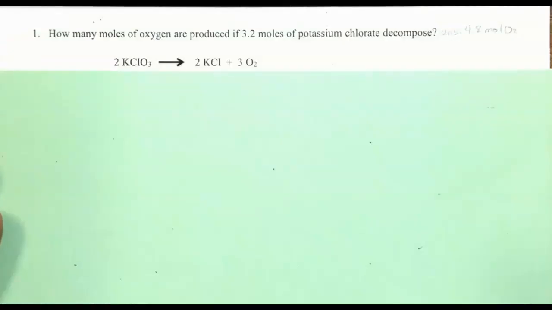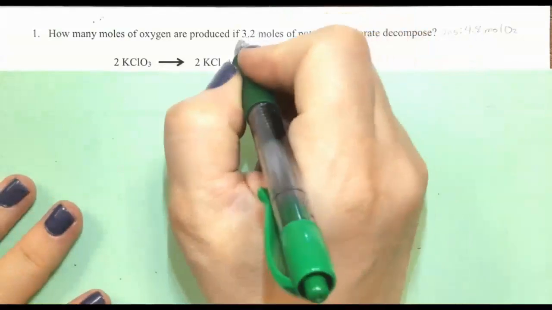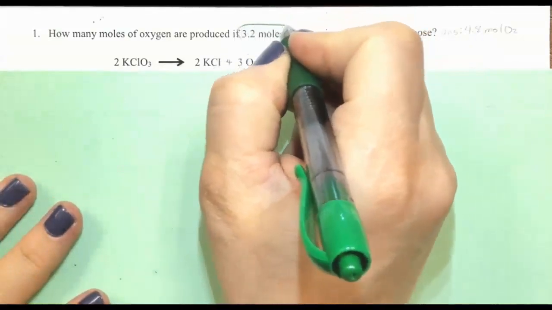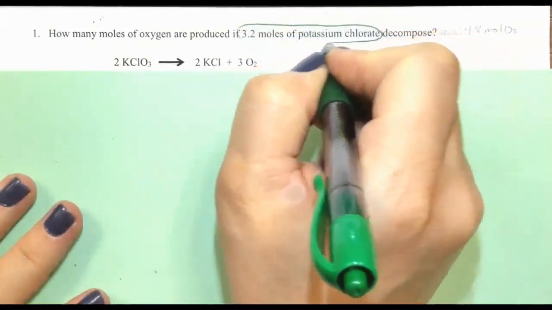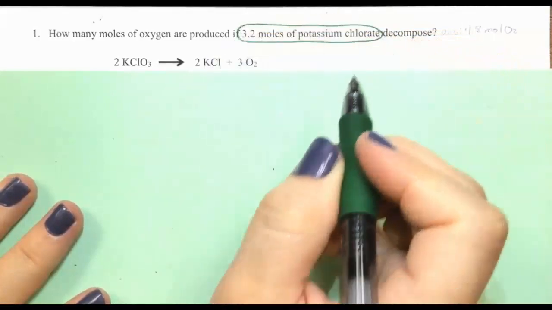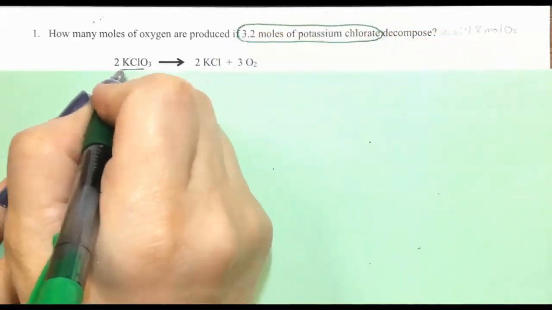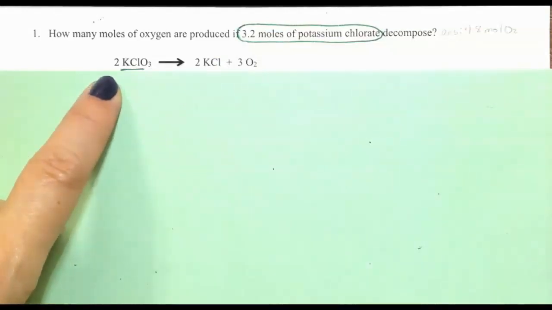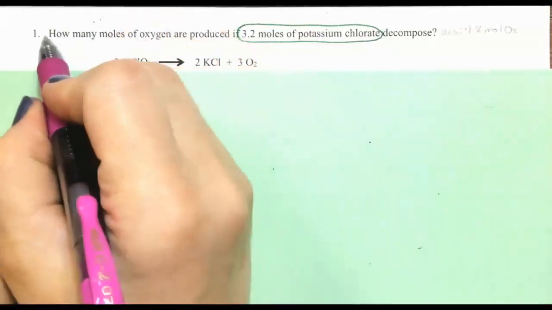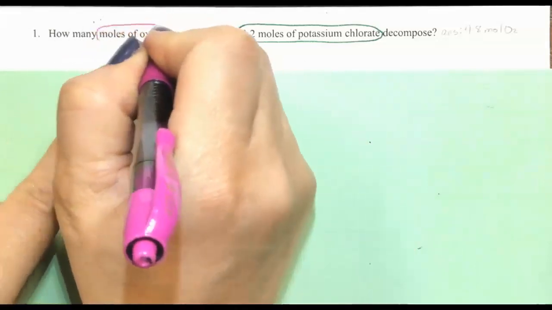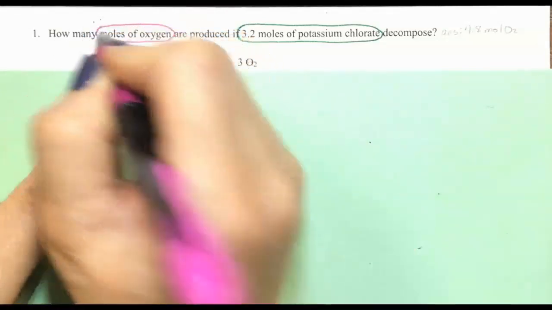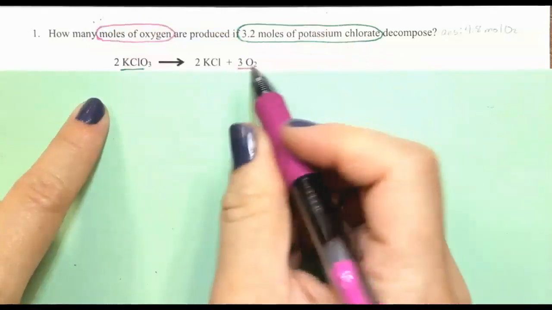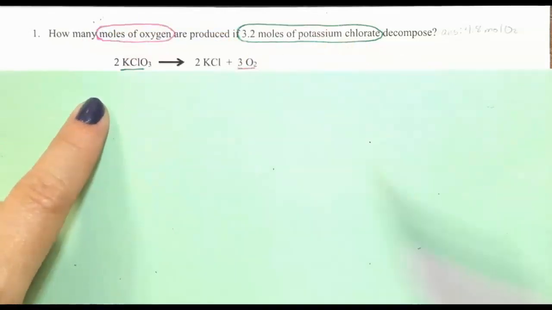First, let's identify what is our given. And our given is going to be this, 3.2 moles of potassium chlorate. And which one of these is potassium chlorate? That's going to be this one right here. And notice it has a coefficient of 2. Now, what is our unknown? How many moles of oxygen is our unknown? And that's going to be this in our equation, which has a coefficient of 3.